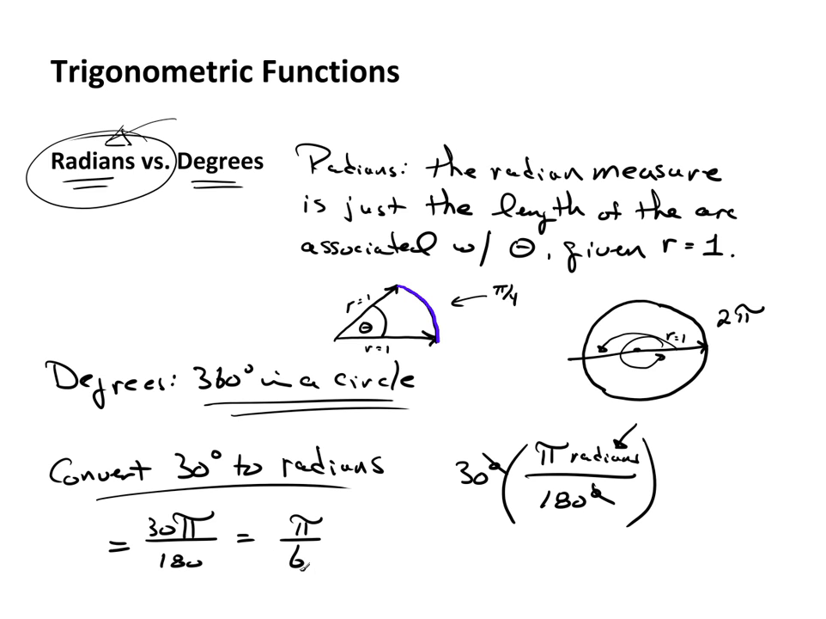Now if I started with pi over 6 and I wanted to get this into degrees, I would still multiply by 1, only this time I multiply it by 180 degrees over pi radians. Well, my radians go away, and then what I end up with is reducing this, and now I have units of degrees, and when I do, this is going to be 30 degrees. So that's a real quick review on going back and forth between radians and degrees.